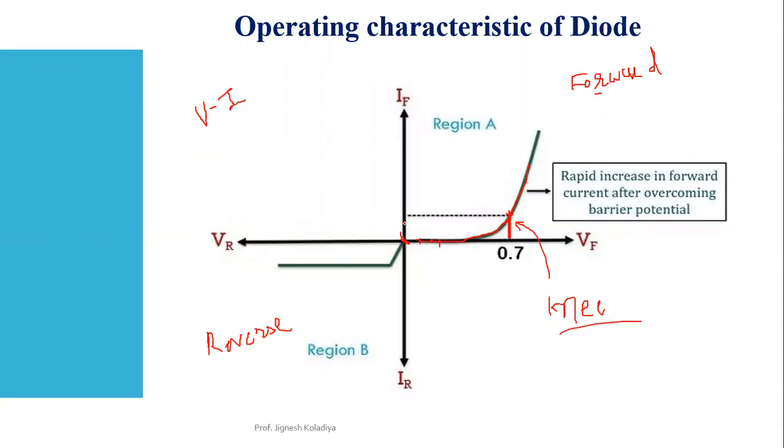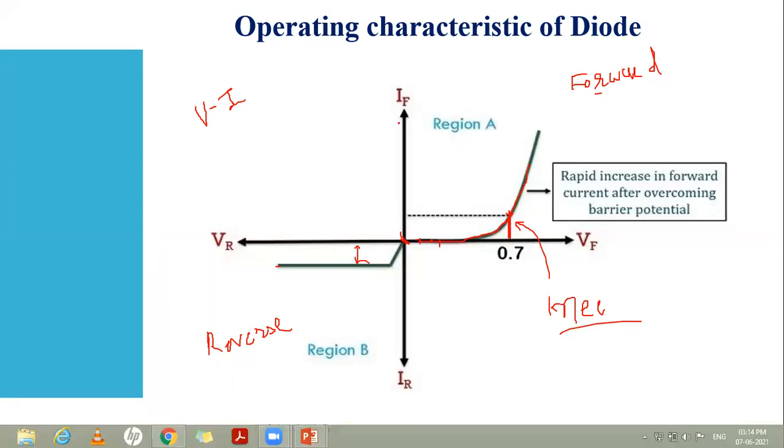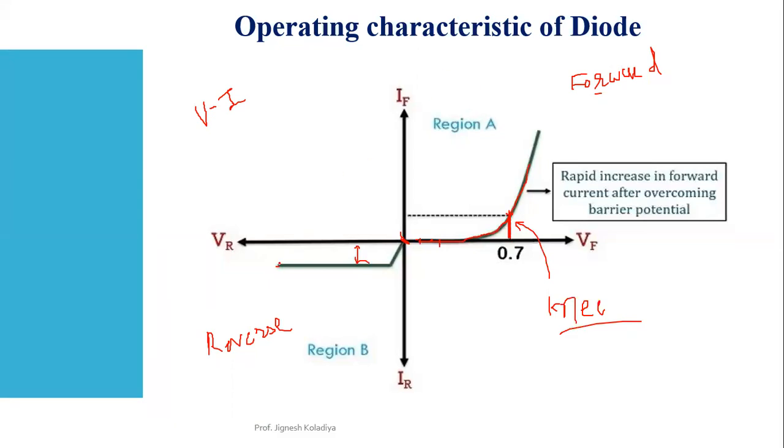And in the reverse condition, you can see this much current is due to the minority carriers. As you increase the reverse voltage, a constant current is there, and that is minimum, almost negligible. But if you go to more and more voltage, then what happens? That junction is going to break down, and in the reverse condition also more current is flowing. So that is the indication that your diode is going to be damaged. Okay, so let us keep up to this.